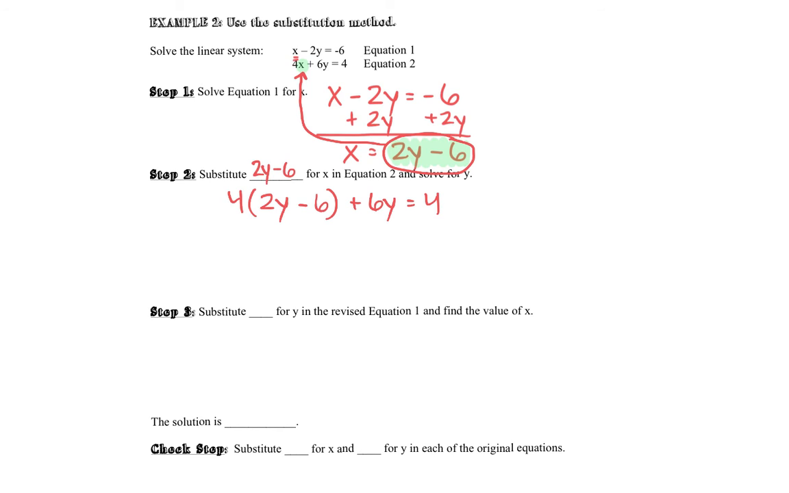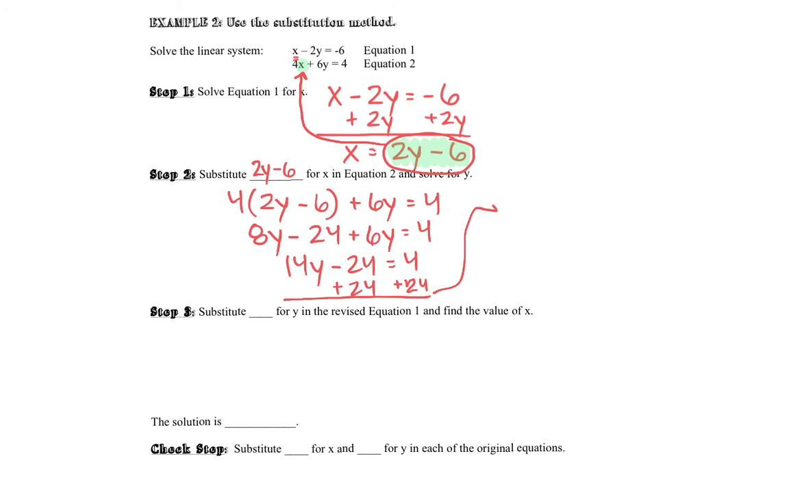And again, what you notice here is I now have an equation that I can solve because it only has one variable. In this case, it has y. It doesn't matter if you find y first or x first. It's going to work out the same for you. So I'm going to distribute. Then I'm going to combine like terms. I'm going to add 24 to both sides.